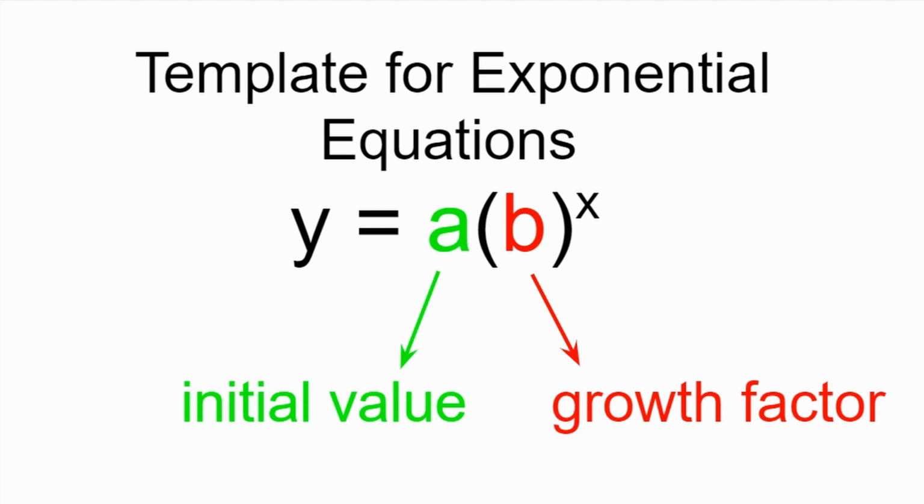To summarize, we know that an exponential equation can be written in the form y equals a times b to the x, where a is our initial value and b is our growth factor. We know that the growth factor is going to be the base of the exponent, and our initial value is going to be the constant that's being multiplied.